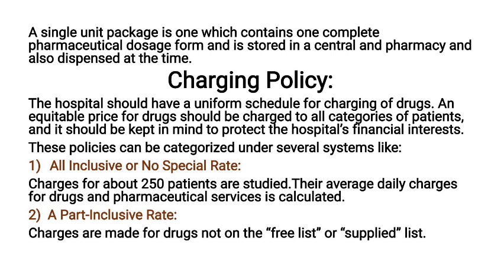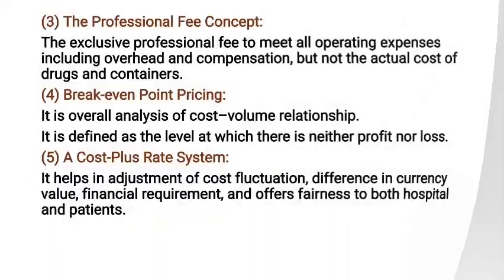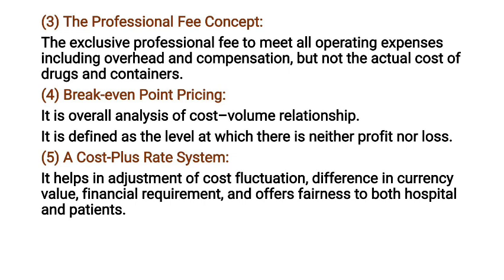Second, a part inclusive rate. Charges are made for drugs not on the free list or supplied list. Third, the professional fee concept. The inclusive professional fee to meet all operating expenses, including overhead and compensation, but not the actual cost of drug and containers. Fourth, break-even point pricing. It is overall analysis of cost-value relationship. It is defined as the level at which there is neither profit nor loss. Fifth, a cost plus rate system.